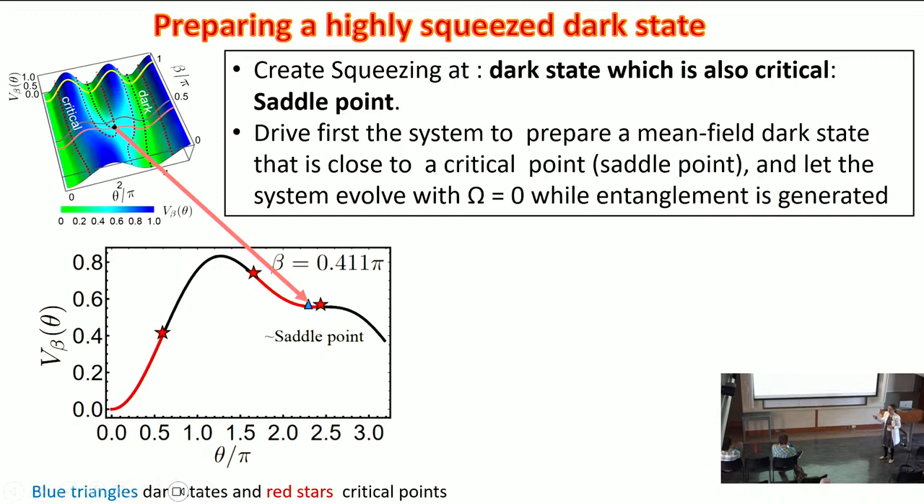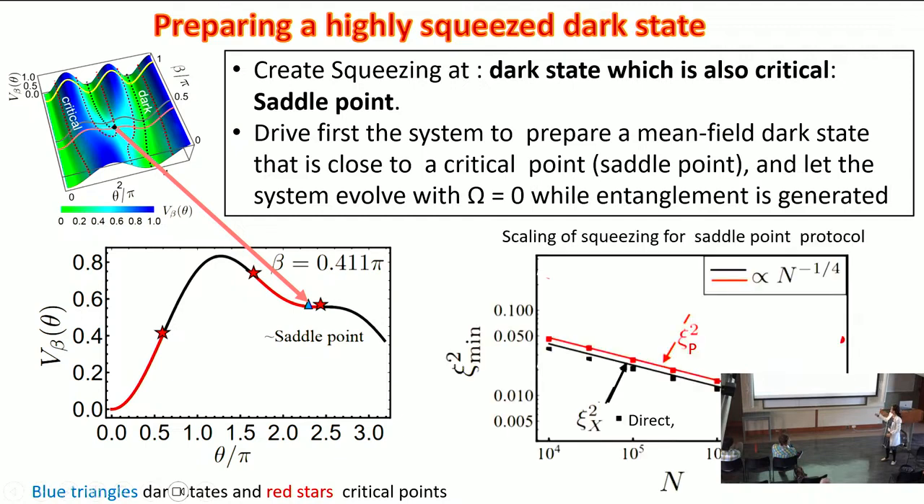To show you that, these are simulations where we go to this pink line, where you have the dark and critical point here. We drive the system, place it very close to the saddle point, turn off the drive, and let it decay. Then you wait, and you have two squeezed quadratures with a squeezing that scales with the particle number as n to the minus 1/4. It's not as good as the two-level system, but it still is a squeeze.